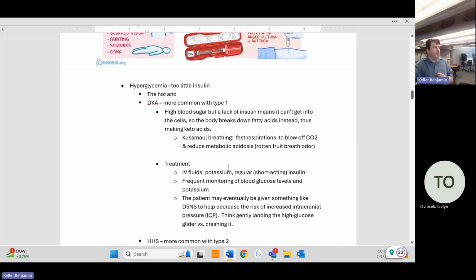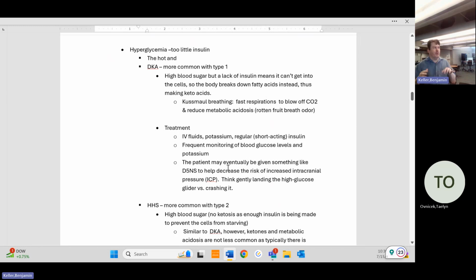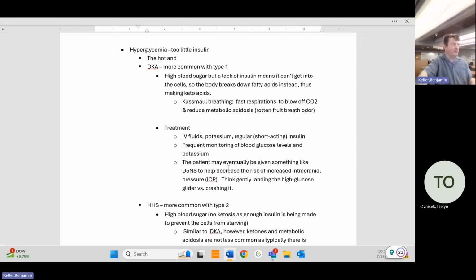All right, so let's talk a little about hyperglycemia, and that's going to be when you have too little insulin, and you can be hot and dry. They say if you're hot and dry, then the sugar's high. So that's kind of the saying there.